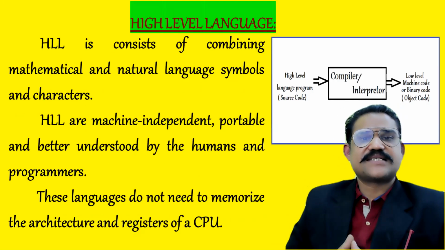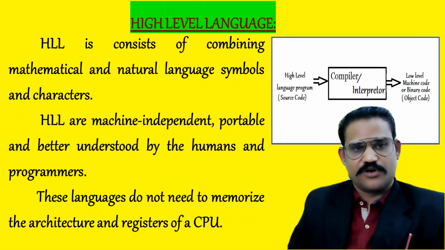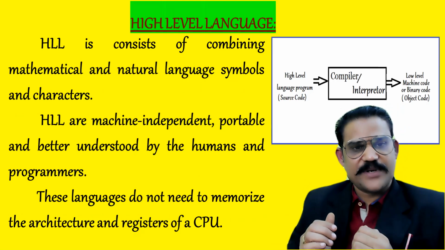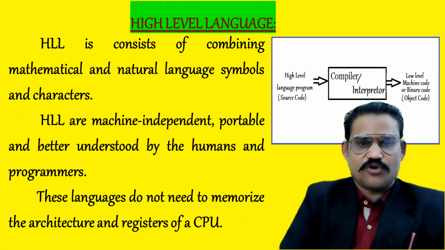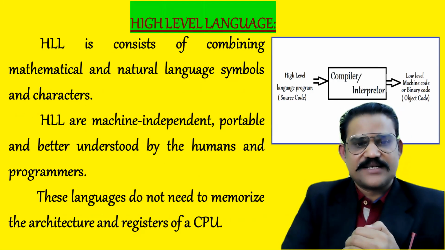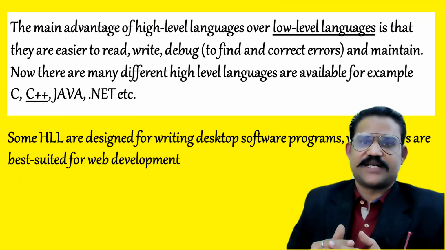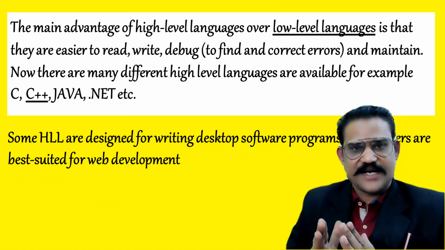High level language consists of a combination of mathematical and natural language symbols and characters. High level languages are machine independent, portable and better understood by humans and programmers. These languages do not need the programmer to memorize the architecture and registers of a CPU. The main advantage of high level language over low level language is that they are easier to read, write and debug.